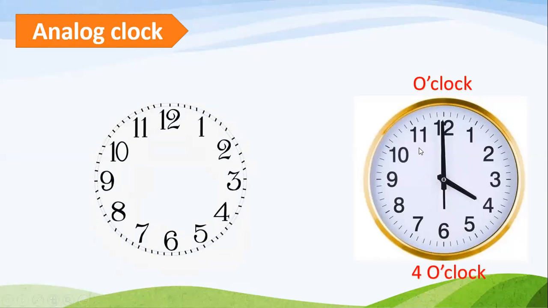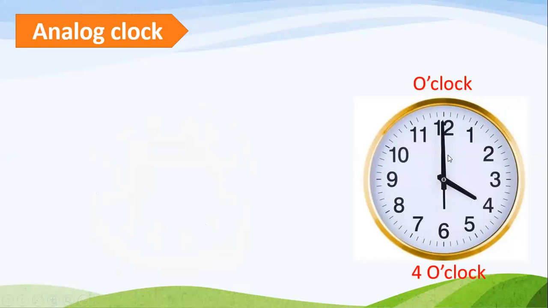You studied before, if the short hand points to 4 and the long hand points to 12, it means o'clock. The short hand reads the exact number. The short hand points to 4, so it will be 4. While the long hand points to 12, it means o'clock. So the time will be 4 o'clock.